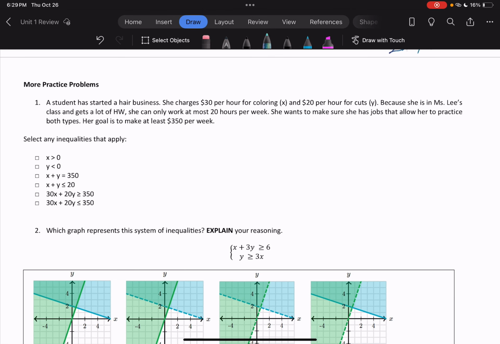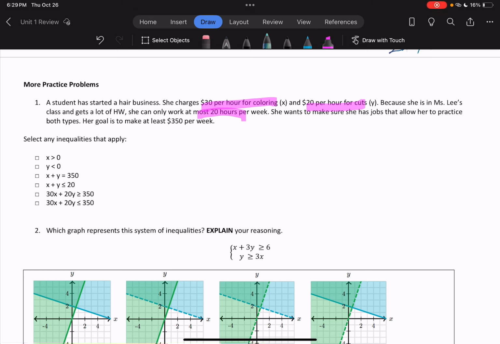So these practice problems are really important. They're going to help you a lot with the assessment tomorrow. So a student has a hair business. She charges $30 per hour for coloring and $20 per hour for cuts. You should have seen this above as well. Because she is in Miss Lee's class, she gets a lot of homework. She can only work at most 20 hours per week. She wants to make sure that she has jobs that allow her to practice both types. Her goal is to make at least $350 per week. What are the inequalities or equations that would apply in this situation?